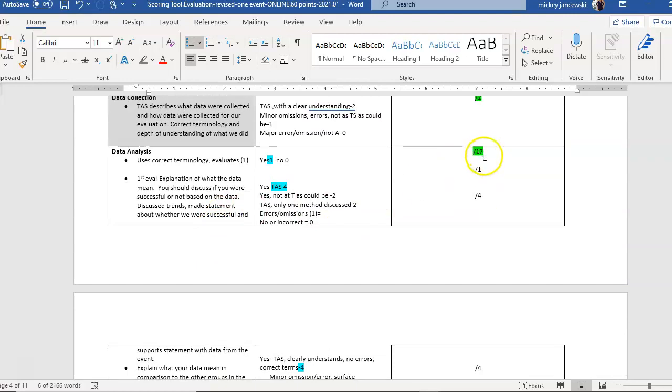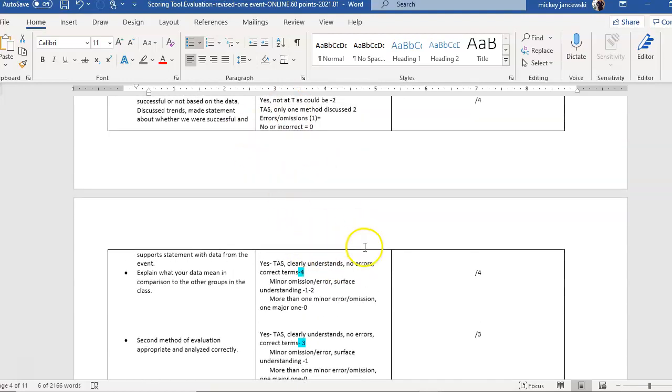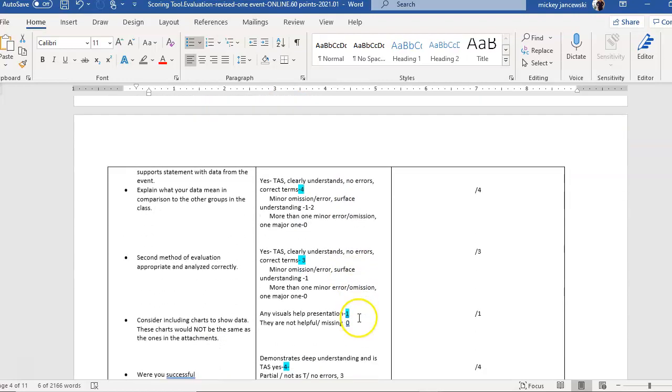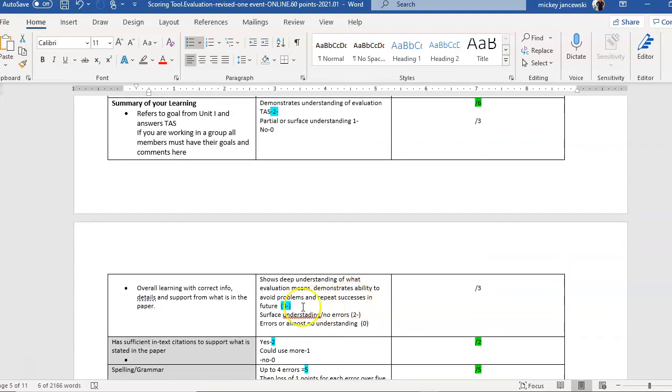The analysis, which is 17 points, that's where the majority of the points are. It tells you how the sections are broken down. So all the questions that I just went over, it tells you how to get the maximum number of points for each one. Recommendations on data collection, yes or no, did you do that? And then a summary of your learning, it tells you how you get to 6 points. And I see I need to fix this, and I will. Oh, there it is.